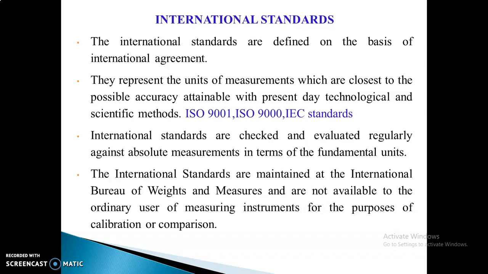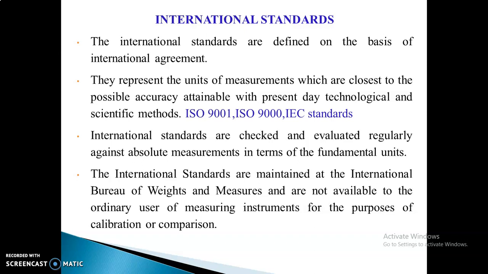Examples of international standards: ISO 9001, ISO 9000, IEC standards. What is ISO 9001? It is nothing but a testing and calibration standard, used for checking quality. In previous years we had ISO 9000, but in the present market the international standard is ISO 9001.